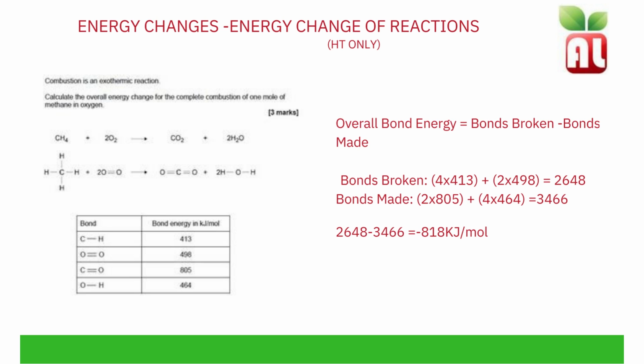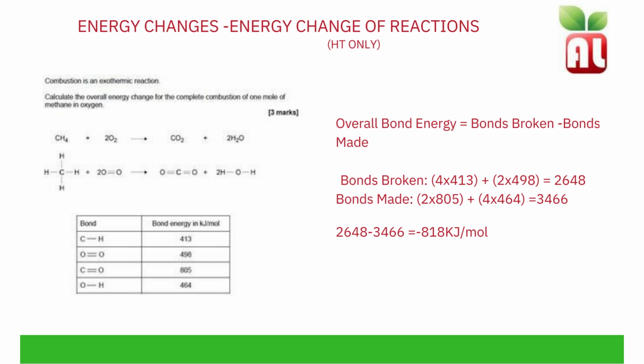To calculate the overall energy change for the complete combustion of methane, we find the sum of the energy required to break the bonds of the reactants. That's 4 lots of carbon-hydrogen single bonds plus 2 lots of oxygen-oxygen double bonds, giving us a total energy required of 2,648 kilojoules per mole. Now we calculate the total energy released when the bonds are made.